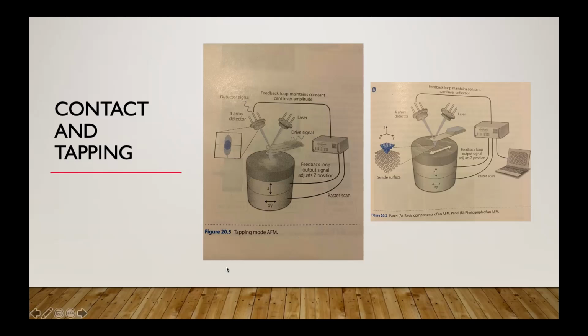The tapping method on the left-hand side is more common. Based on the signal, it vibrates the cantilever arm to get the same sorts of measurements, but the tip is not always in direct contact with the surface. It still uses that feedback loop and the four array detector, that 4-zone photodiode, to record the force interactions between the tip and the atoms of the nanomaterial below it.